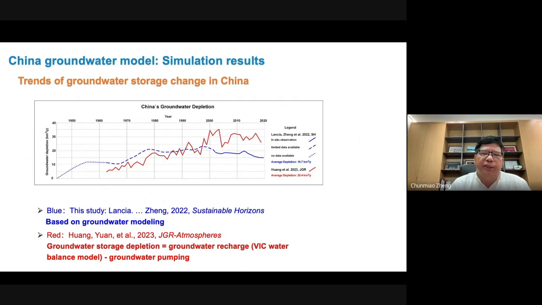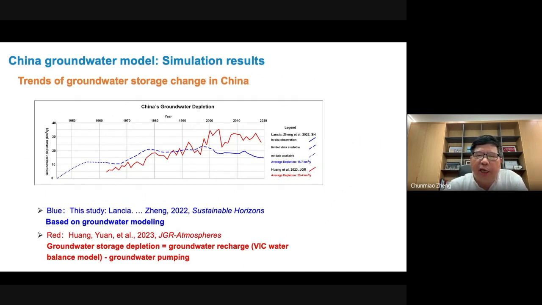After some increase in the 80s and 90s, the depletion has now plateaued and stabilized. This is because of some measures by the Chinese government, for example, the south water to north water transfer, that really reduced groundwater pumping. So this is important in terms of long-term national scale planning.